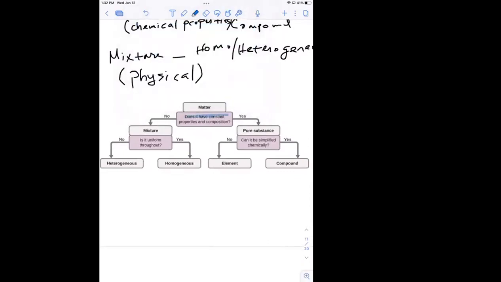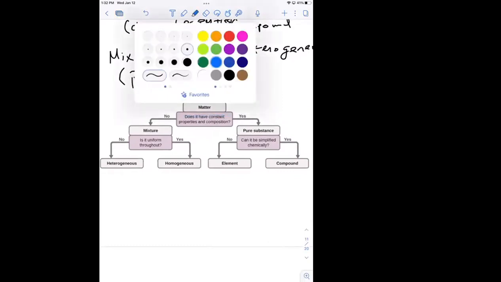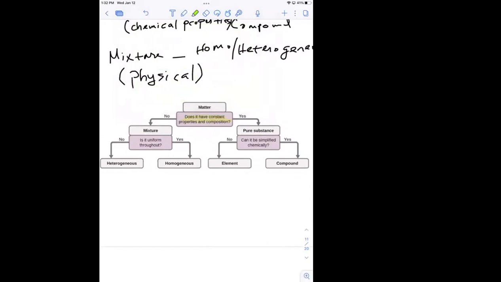So we're going to ask this question. Does the matter, let me pick a different color, I know that's too dark. Does it have constant properties and composition? When we talk about the composition of matter, we're talking about the atoms and the elements that make that matter up. Is it constant all the way through?